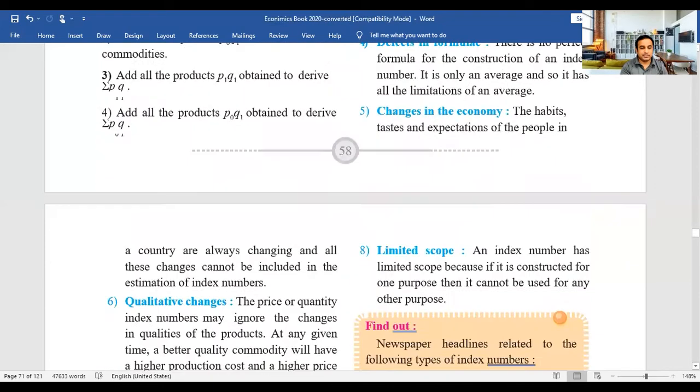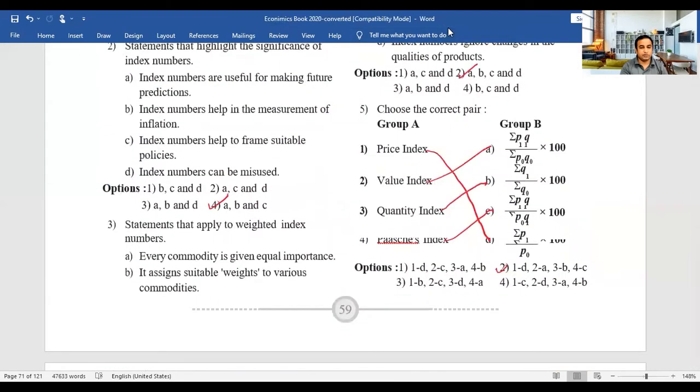The next part is limitations of index number. This part has been excluded from the syllabus for the time being. So here we have completed the revision of chapter number 6. Please read this part from the text as well as from the notes, and then we will go to the exercise part.